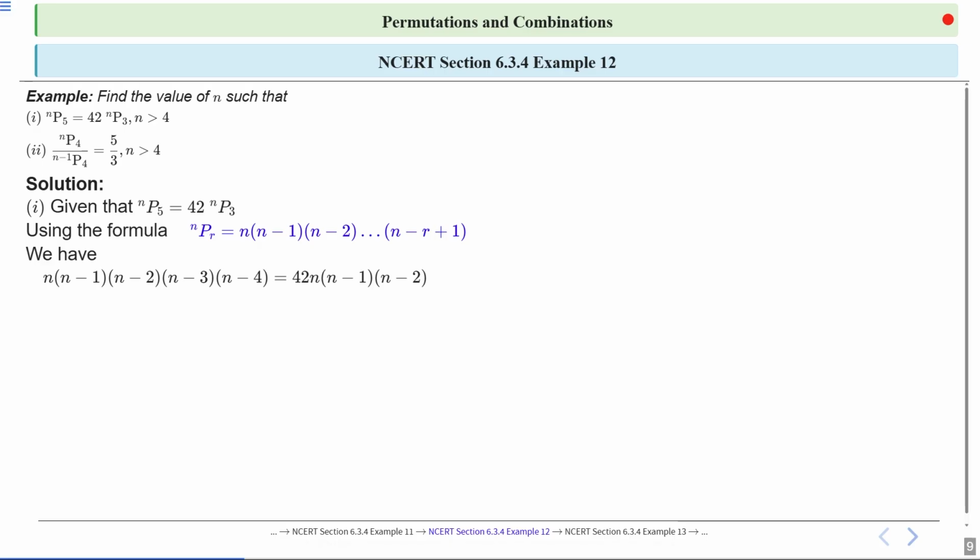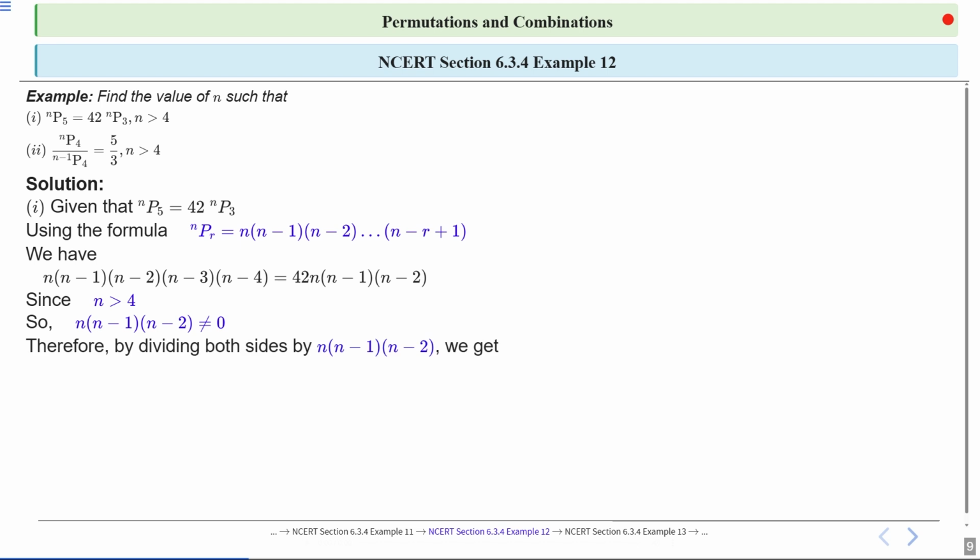So let's solve this equation. Since here n is greater than 4, the value of n should be greater than 4. So n times (n minus 1) times (n minus 2) does not equal 0. Therefore, by dividing both sides by n times (n minus 1) times (n minus 2), we get (n minus 3) times (n minus 4) is equal to 42. Okay, this has become a quadratic equation. It implies n square minus 7n minus 30 equal to 0.